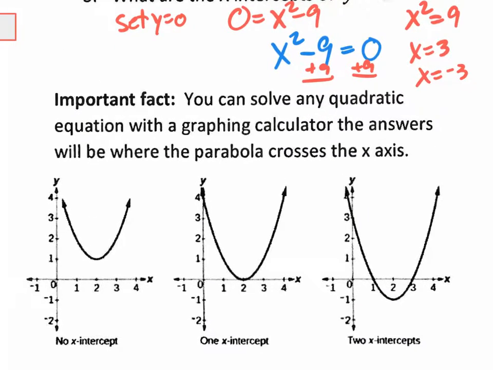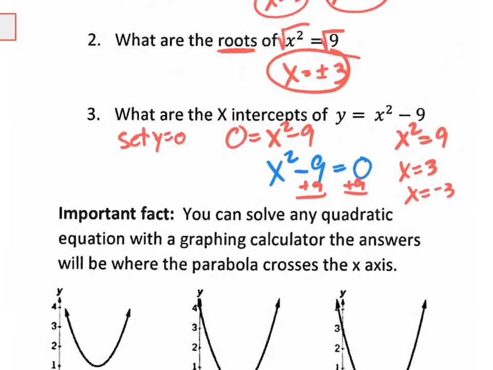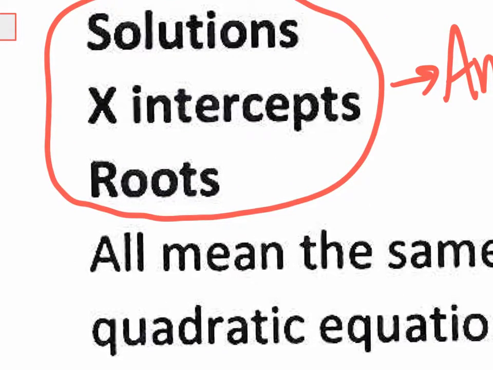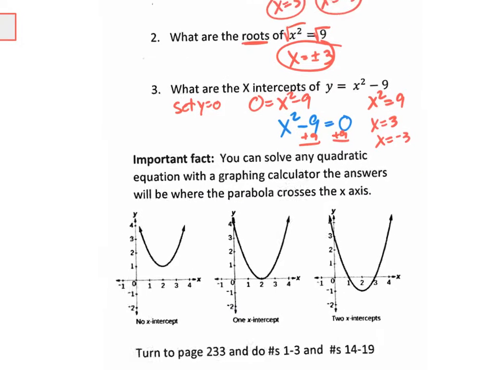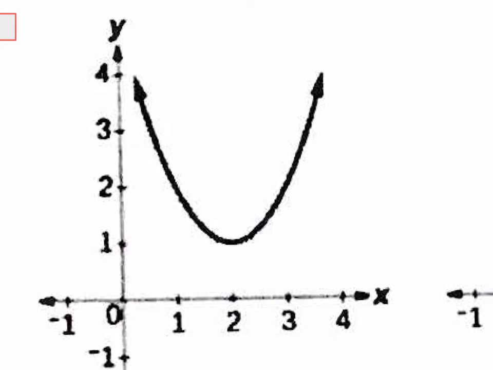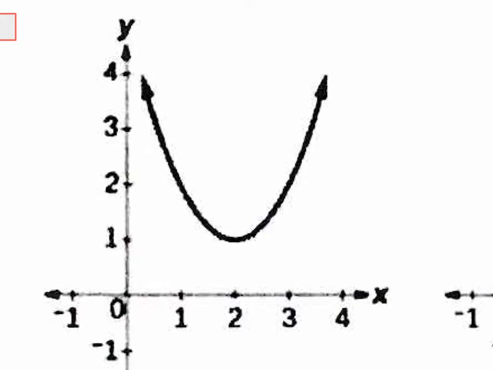Important fact, you can solve any quadratic equation with the graphing calculator. The answers will be where the parabola crosses the x-axis. Okay, since we know that x-intercepts are the same thing as answers, whenever they tell you to solve, you could just graph it with the graphing calculator, and wherever they cross the x-axis, that's your answer. So this parabola right here, it came from some type of quadratic equation, right? And if I told you solve that quadratic equation, what would your answers be? Where does it cross the x-axis?